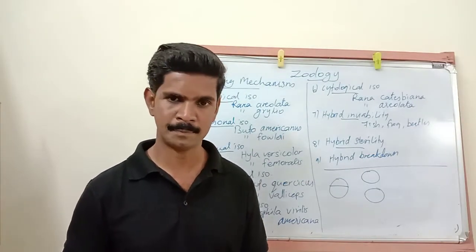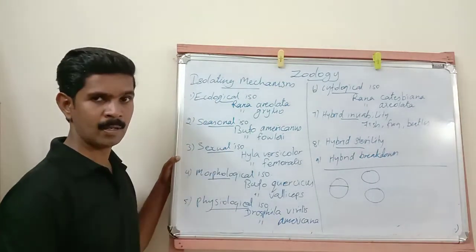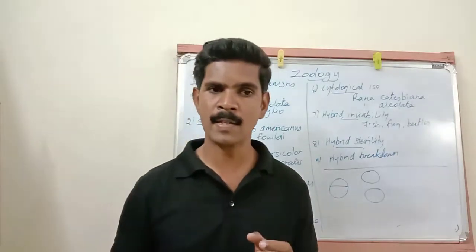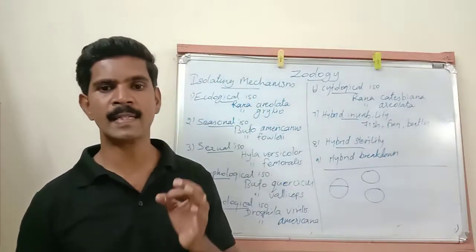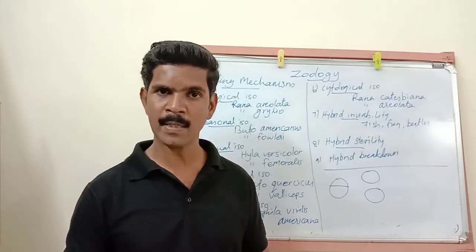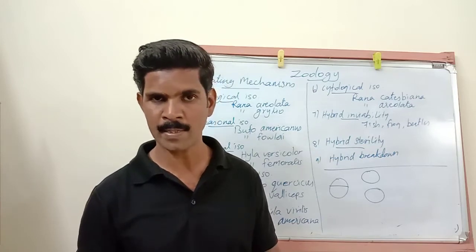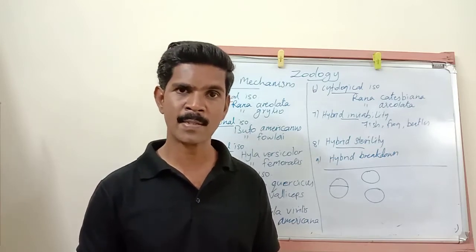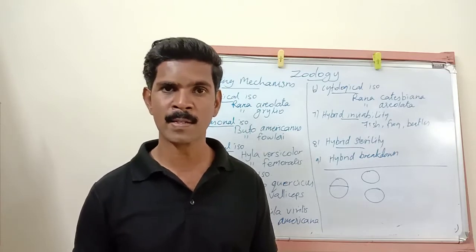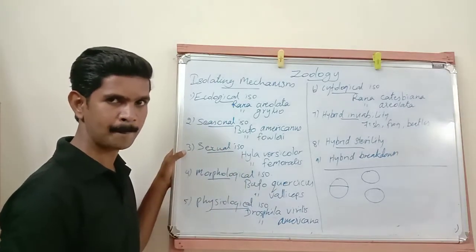Understand? Then next, third, sexual isolation or behavioral isolation. Listen very carefully. Sexual isolation means differences in the sexual behaviors and sexes. Because of the differences in the sexual activities or sexual behaviors, and also because of the differences in the sex cells, the reproduction between the closely related species is prevented. So it is called sexual isolation. So that is the third isolation.